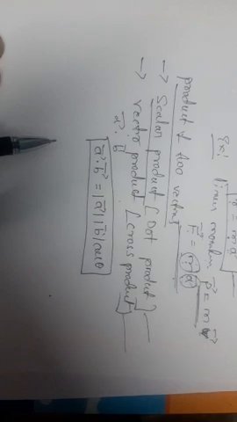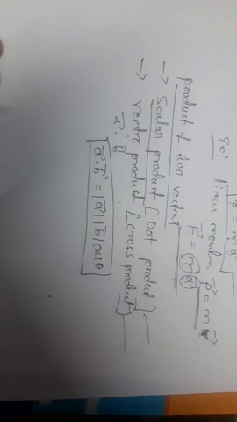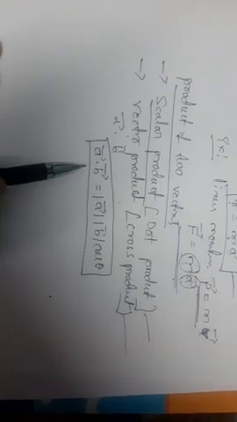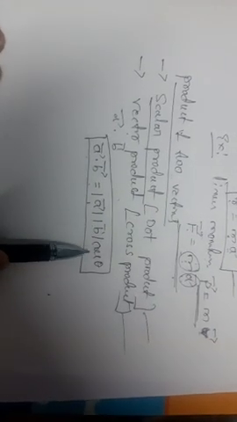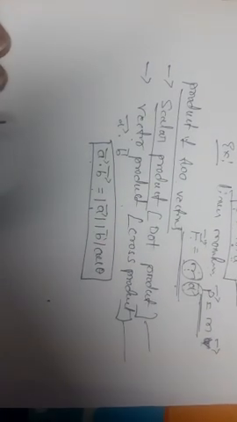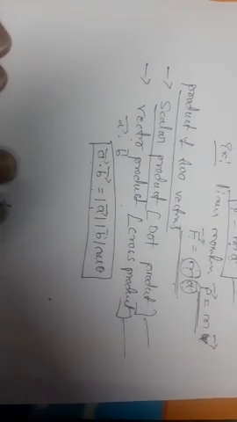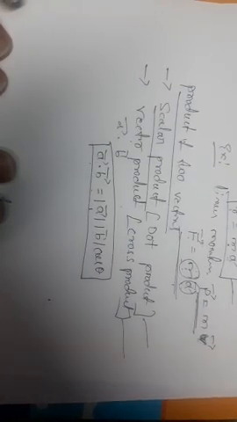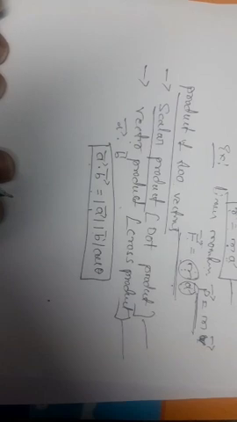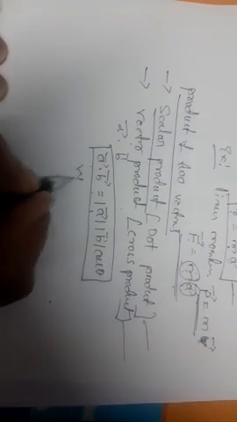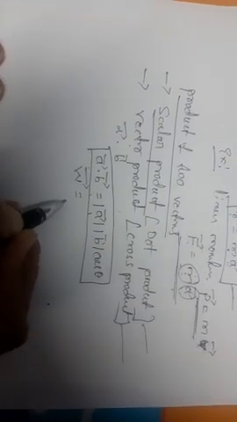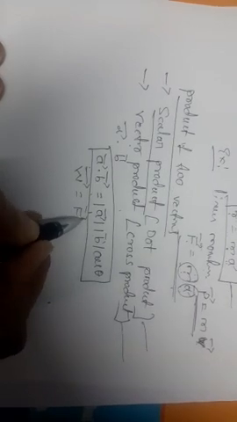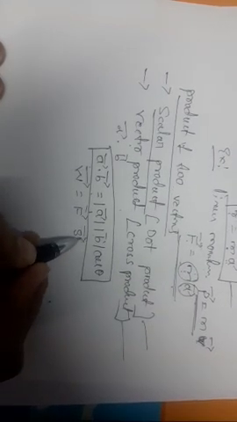It means vector A and vector B are any two vectors. The scalar product, the dot product, is defined as vector A dot vector B equal to magnitude of vector A, magnitude of vector B, cos theta, at an angle theta. The best example of the dot product is work done. Work is done by force and displacement, which are both vectors.